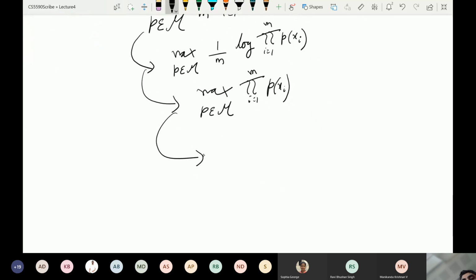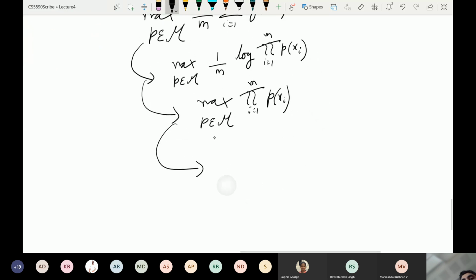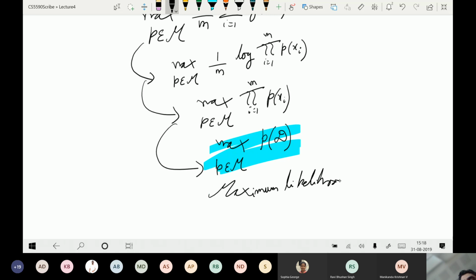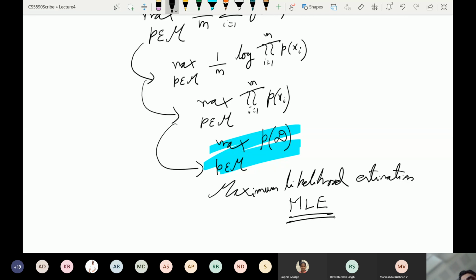So this is also the same as maximizing the product of likelihoods. But what do I know about the samples xi? They are all IID samples. So the product of the individual likelihoods of the samples is the same as the likelihood of the entire data, right? This is hence called maximum likelihood estimation. It's popularly called MLE.